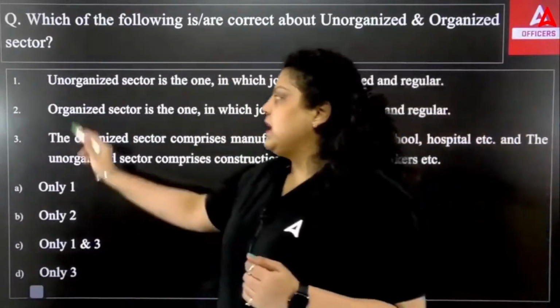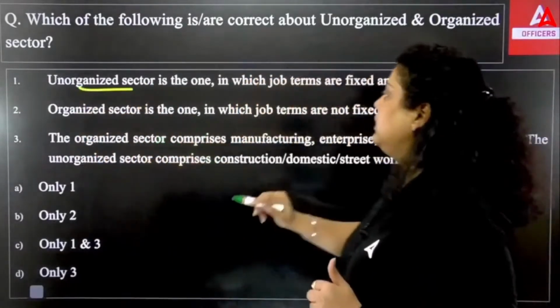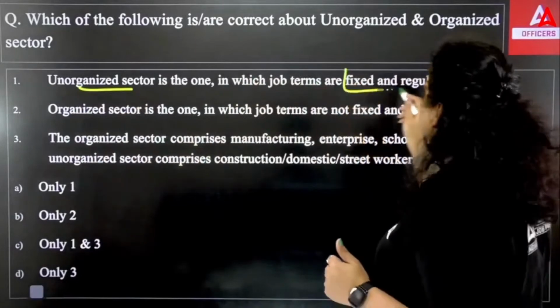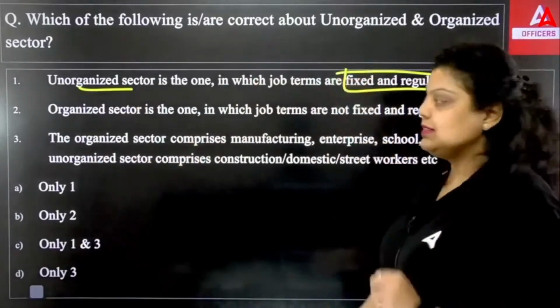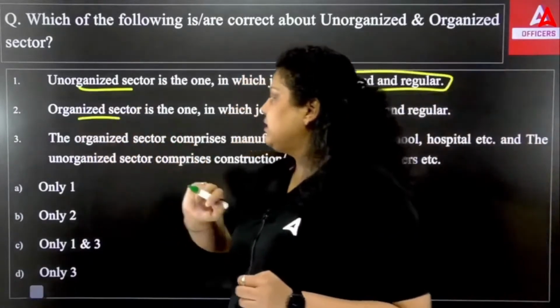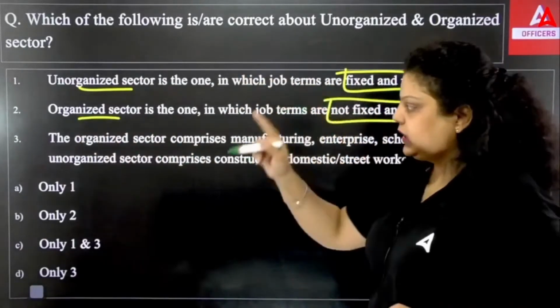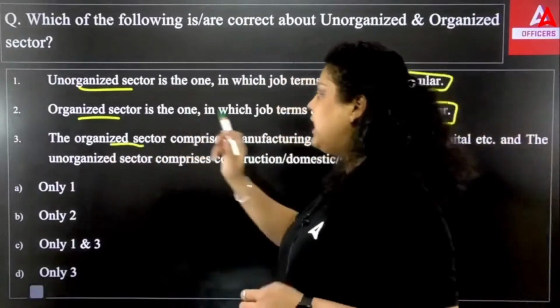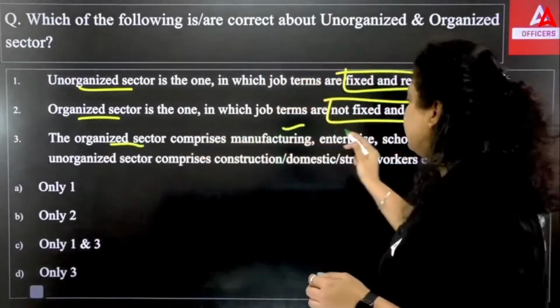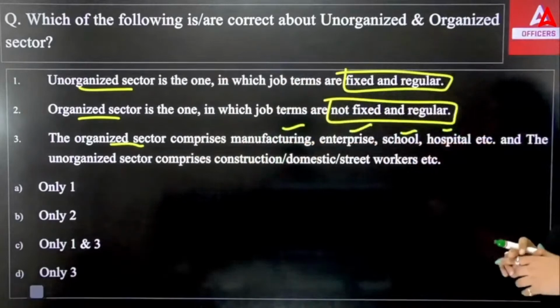So first is saying unorganized sectors are the ones in which job terms are fixed and regular. The second one is saying unorganized sectors are the ones in which the job terms are not fixed and regular. Okay. The third one is saying the organized sector has certain examples like manufacturing, enterprise, school, hospitals, etc.